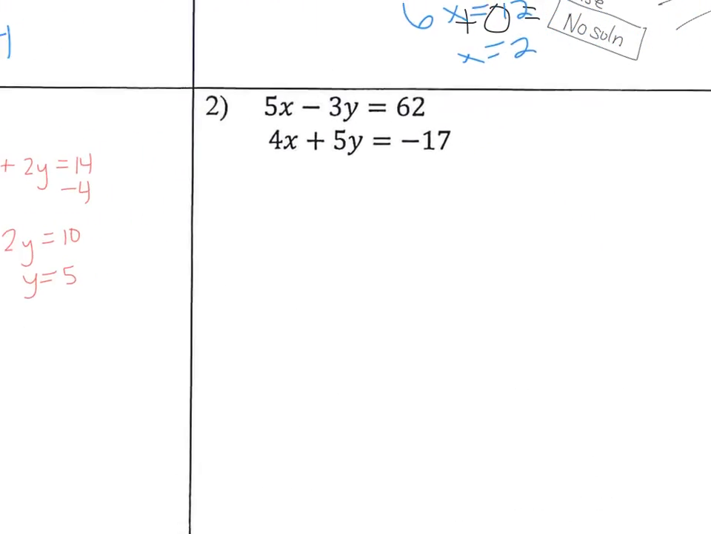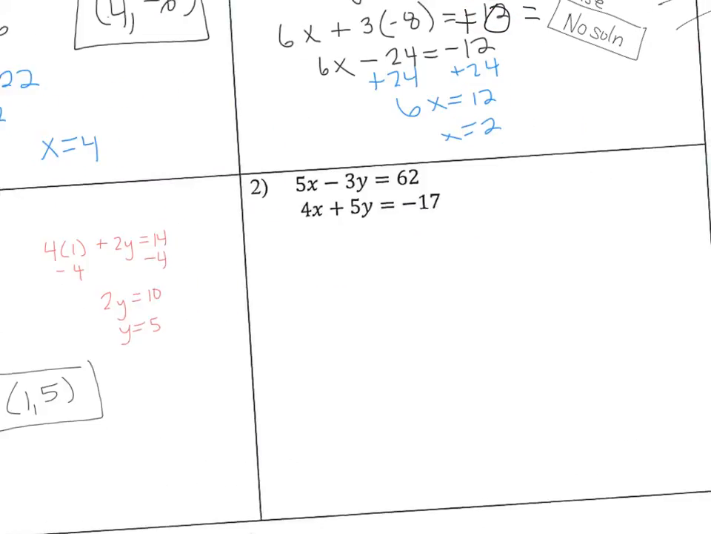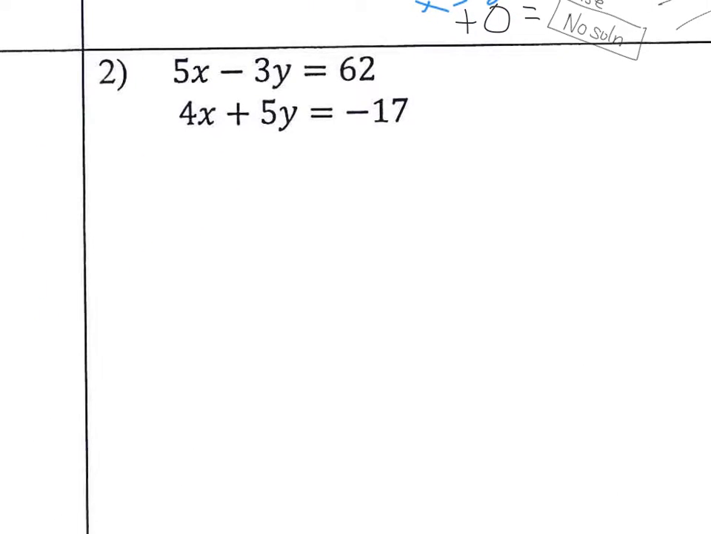And then number 2, or actually this should be 4. Number 4, if I add these up, I don't get them to eliminate, so I need these to be opposites. I can choose to eliminate the x or the y. I'm going to eliminate the x. So I want these two numbers to be opposite. I think of numbers that 5 and 4 both go into. They both go into 20.